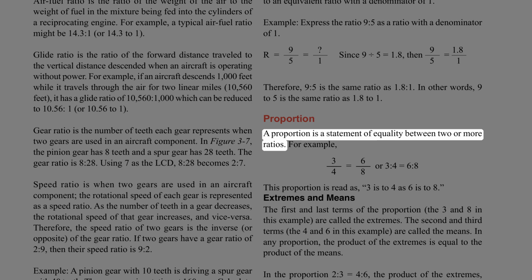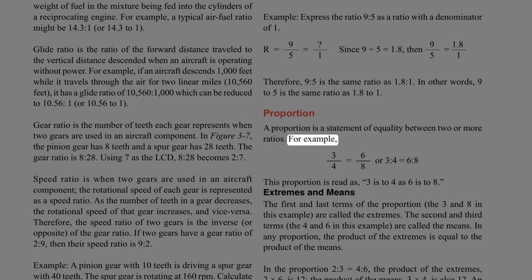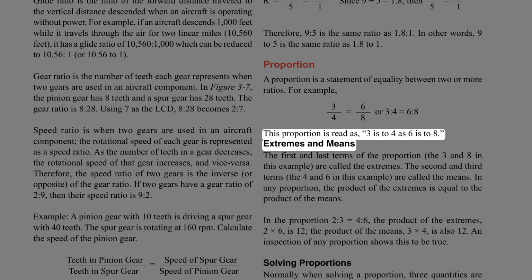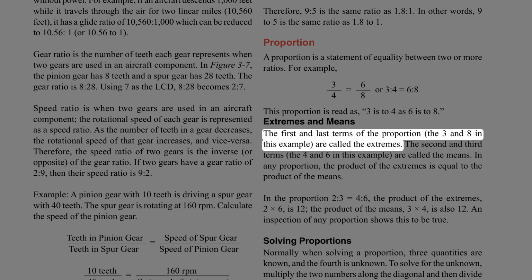Proportion. A proportion is a statement of equality between two or more ratios. For example, this proportion is read as 3:4 is 6:8. Extremes and means. The first and last terms of the proportion, the 3 and 8 in this example, are called the extremes.